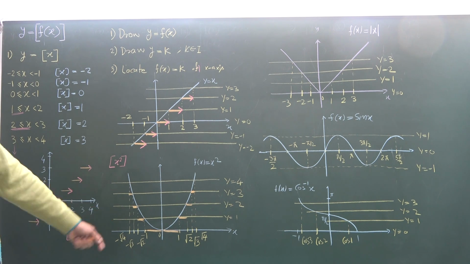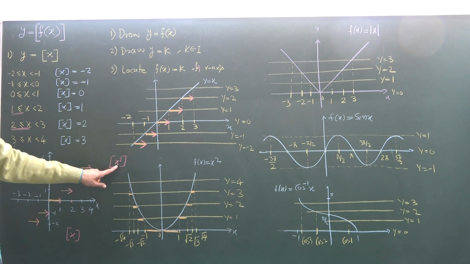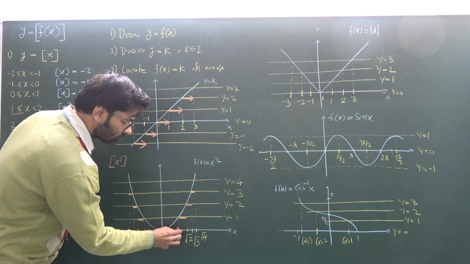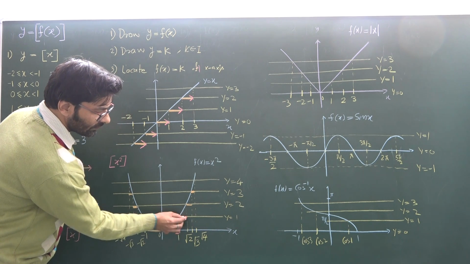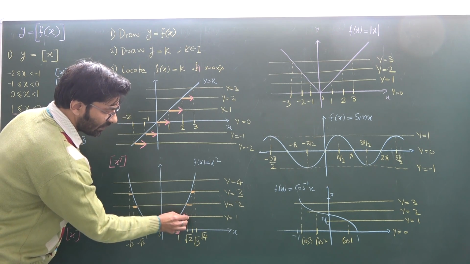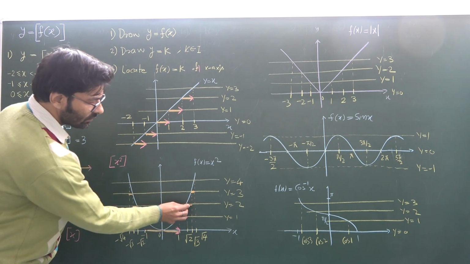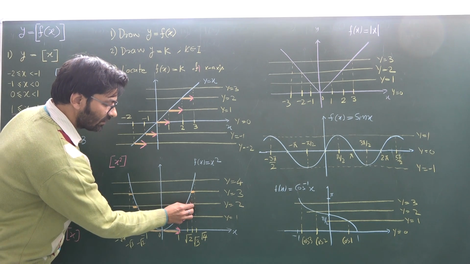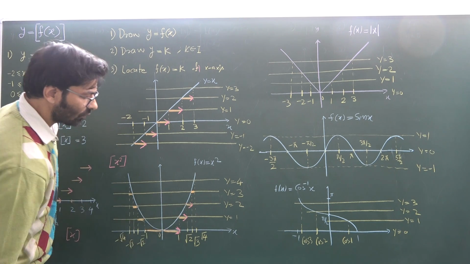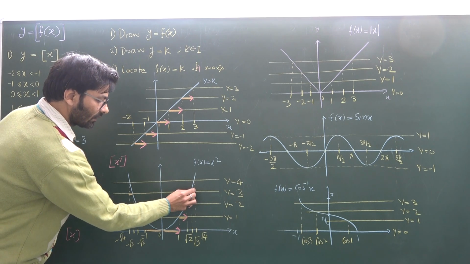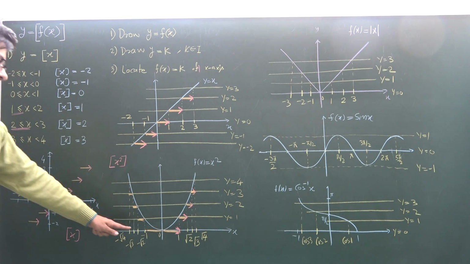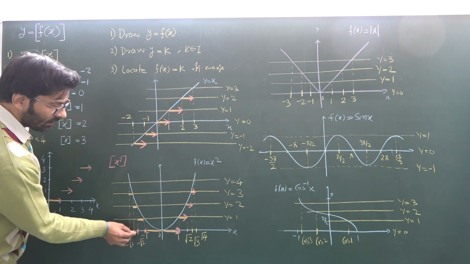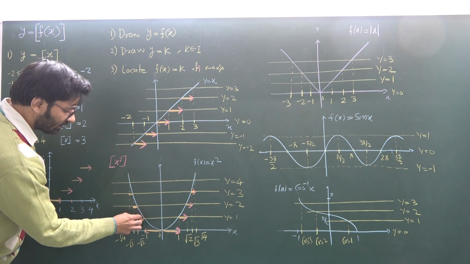Right. What about at x equals 1? At x equals 1, if you put x equals 1, 1 square is 1, the value must be 1, not 0. At x equals under root 2, the value must be 2, not 1, so arrow. At x equals under root 3, the value must be 3, not 2, and this. Likewise, because of x square, even if you put negative values, at x equals -1, the value would be 1, not this. Minus under root 2, the value must be 2, not this.